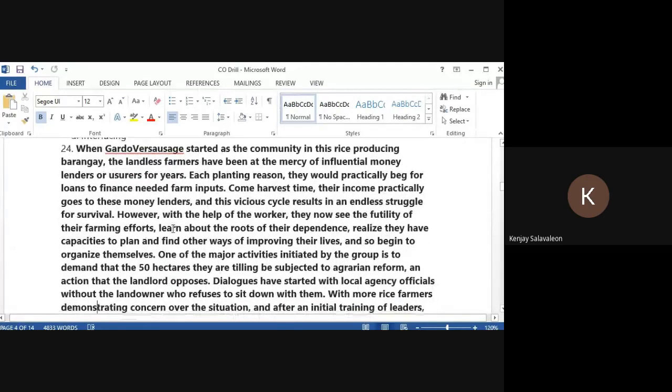When Gardo Sausage started as a community in this rice-producing barangay, the landless farmers have been at the mercy of influential moneylenders or usurers for years. Each planting season ito, they would practically beg for loans for finance needed farm inputs. Come harvest time, their income practically goes to these moneylenders, and this vicious cycle results in an endless struggle for survival. However, with the help of the worker, they now see the futility of their farming efforts, learn about the roots of their dependence, realize they have capacities to plan and to find other ways of improving their lives, and so begin to organize themselves.